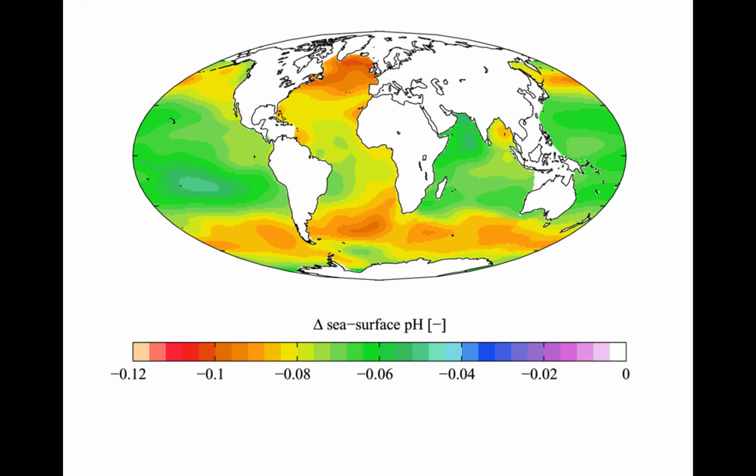So here we can see sea surface pH, and so this is the change in pH as a result of climate change.